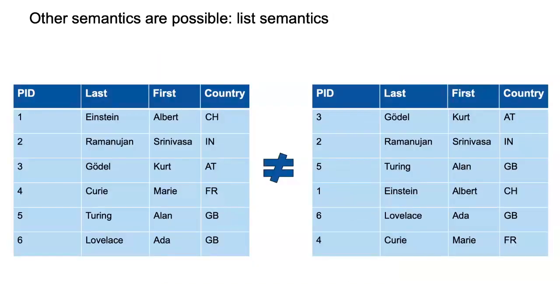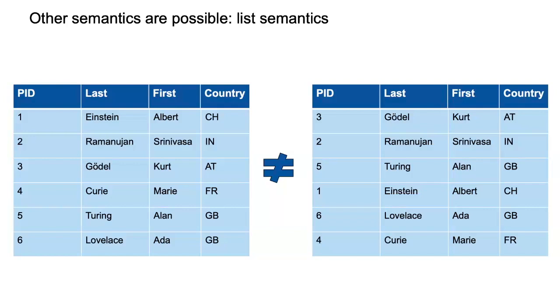And finally, we have the list semantics. In the list semantics, we do care about the order. In the list semantics, these two are not the same, right? The first one is really 1, 2, 3, 4, 5, 6. The second one is 3, 2, 5, 1, 6, 4. In the list semantics, we do not consider them to be the same. Right? The three semantics are totally fine, right?